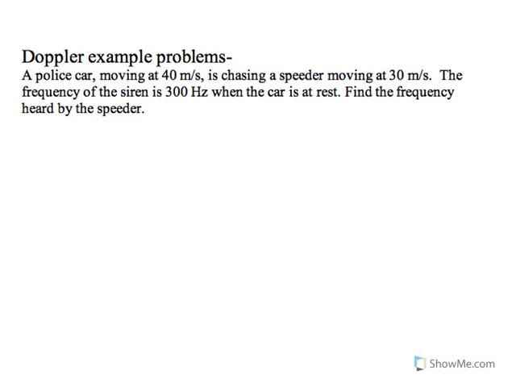Okay, this is another example of the Doppler effect, only this time we're going to have both the source and the observer moving. And so this time it says a police car moving at 40 meters per second is chasing a speeder. All right, so I'm going to draw two cars here. Let's make this the police car, and we'll put a little siren on top. Or actually the lights, I suppose.